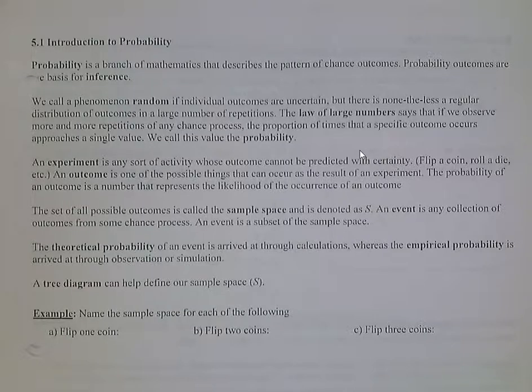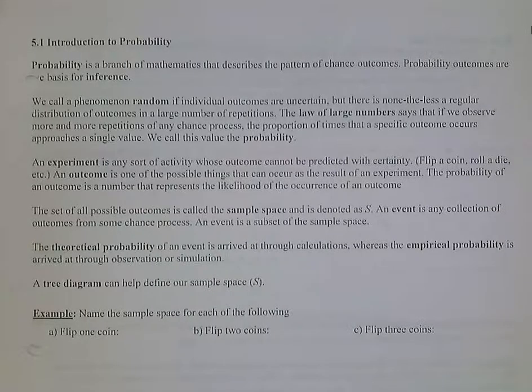Okay, so today we're going to be starting our next unit, which is all about probability. And probability is a branch of mathematics that describes the pattern of chance outcomes. Probability outcomes are our basis for inference, which, if you'll remember, is what we use if we are trying to make predictions or base conclusions about a particular population. So we call a phenomenon random if individual outcomes are uncertain, but there is nonetheless a regular distribution of outcomes in a large number of repetitions.